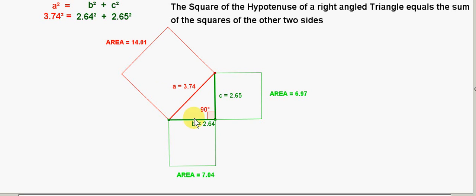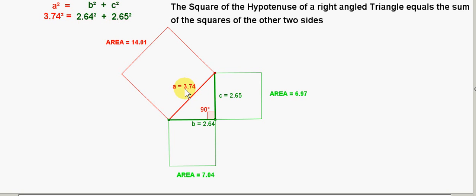Here we have a right angle triangle. Pythagoras' theorem says that if we square the longest side of a right angle triangle, it will equal the sum of the squares of the two short sides. So in other words, if we multiply 3.74 by itself, the value we will get is equal to the sum of the squares of the two short sides. In this case, 2.64 squared plus 2.65 squared.